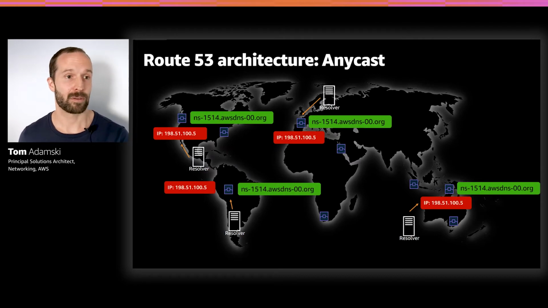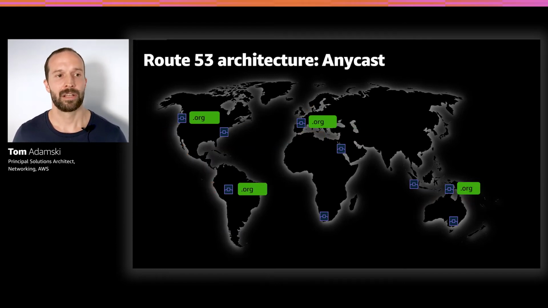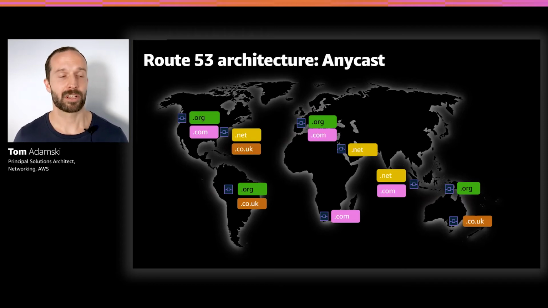So if I'm in South America, I'll get to the POP in South America. If I'm in Europe, I'm going to go to the POP in Europe, which means I'm getting to the closest server that's available to me. But that's just a single stripe. That's just the .org stripe. And we do the similar thing for all the other stripes. So .com, .net, .co.uk also spread around the world.